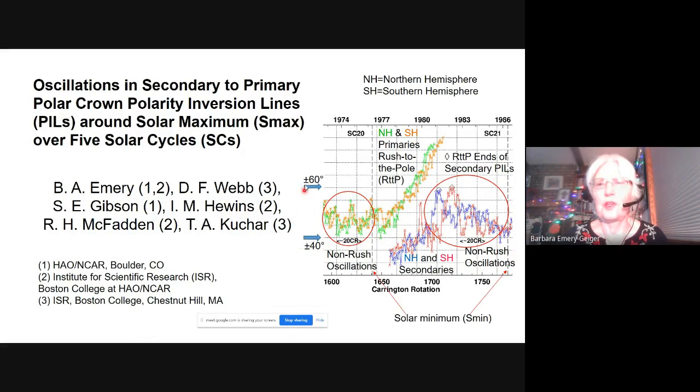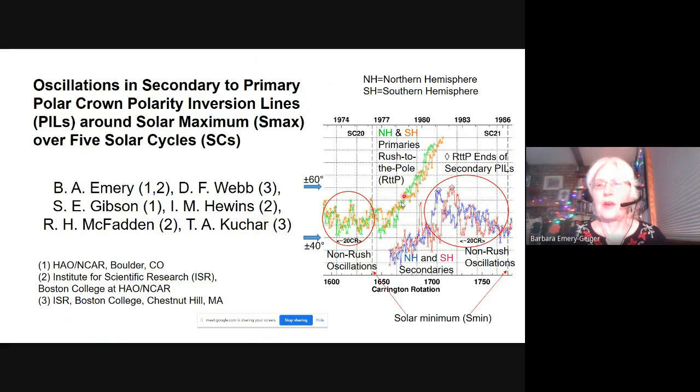So in between 40 and 60 degrees, the polarity inversion line, or the filaments, are in line most of the time until solar minimum, which are these dashed lines. Then they start their rush to the pole, this RTTP. And so the red is the southern hemisphere, and it actually ends later than the northern hemisphere. These are Carrington rotations on the bottom. But they rush up to 80 degrees, and then they disappear, and you change polarity.